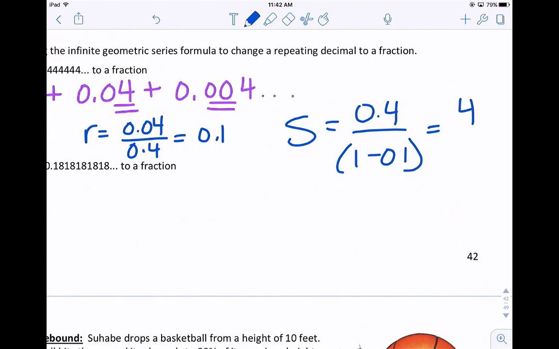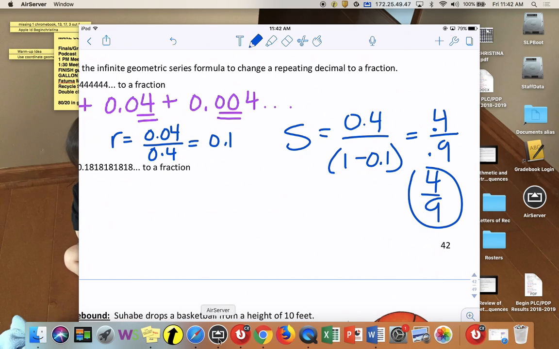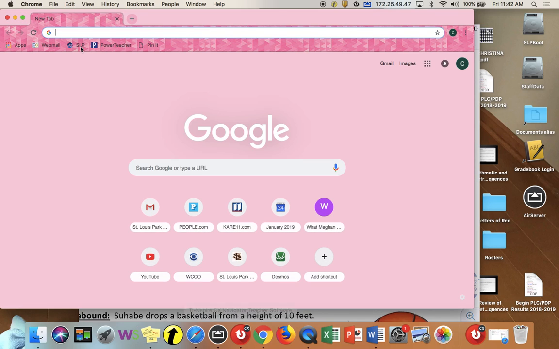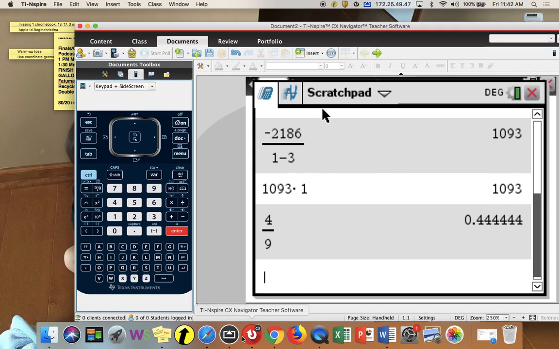All right, so we have 0.4 over 0.9. This is like $1 minus 10 cents. That's 90 cents. And if we multiply 0.4 and 0.9 by 10, we get 4 over 9. If you type that into your calculator, you'll get 0.4 repeating. So I'll show you. Oops, that's not my calculator. I did it here. 4 divided by 9, I hit enter, I got 0.4 repeating.